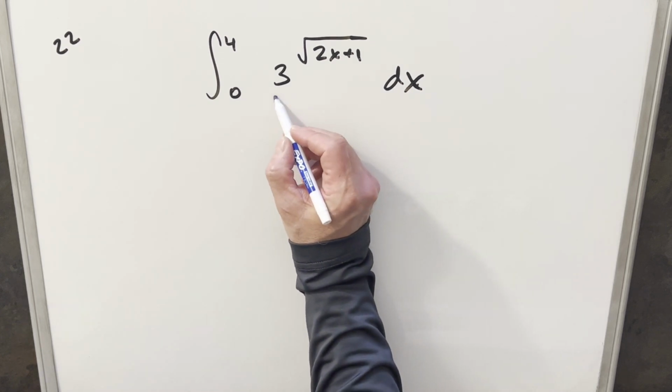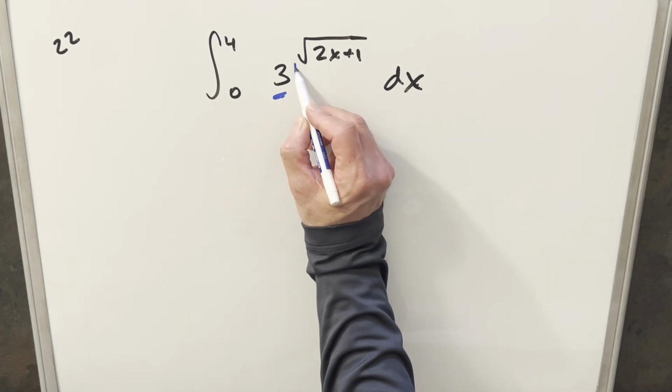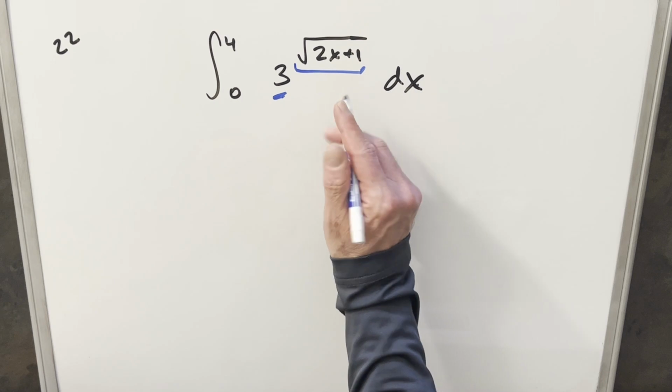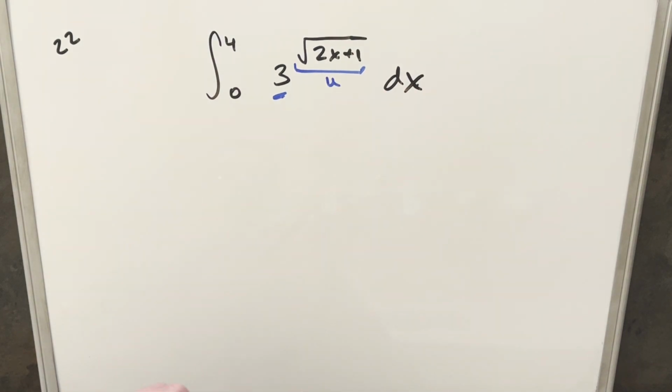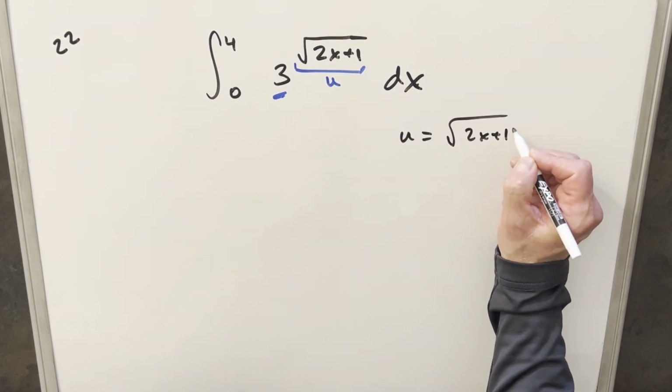First of all, we don't like the base to be 3 in the integral, so that's the first problem. But then also, we don't really like the exponent to be the square root of 2x plus 1. So I think what I'm going to do first is just deal with this square root in the exponent. I'm going to do a u substitution for that. So we'll set u equal to the square root of 2x plus 1.